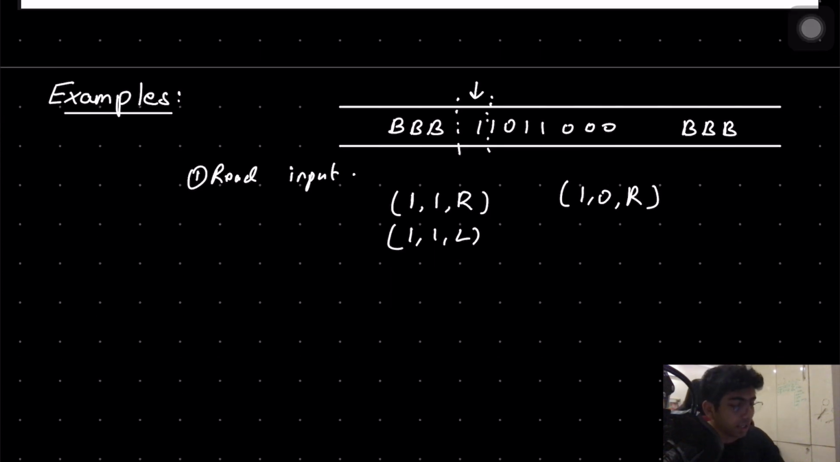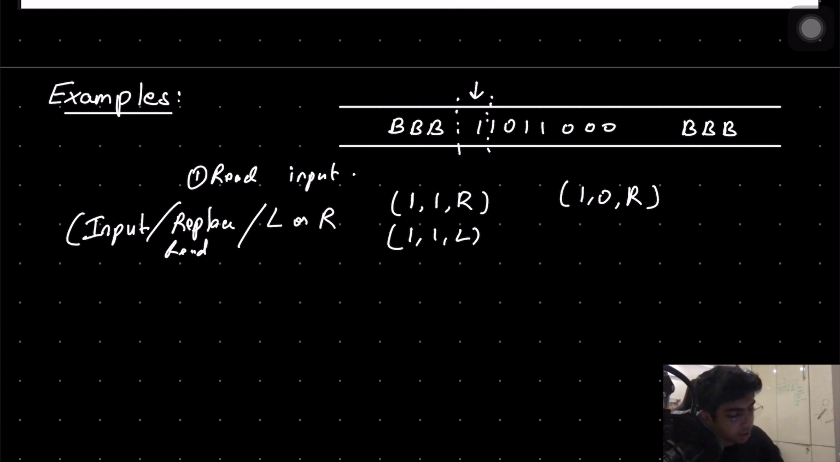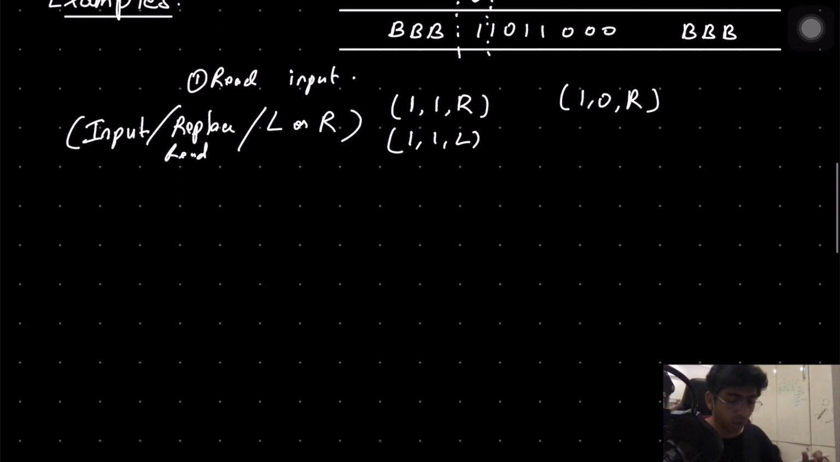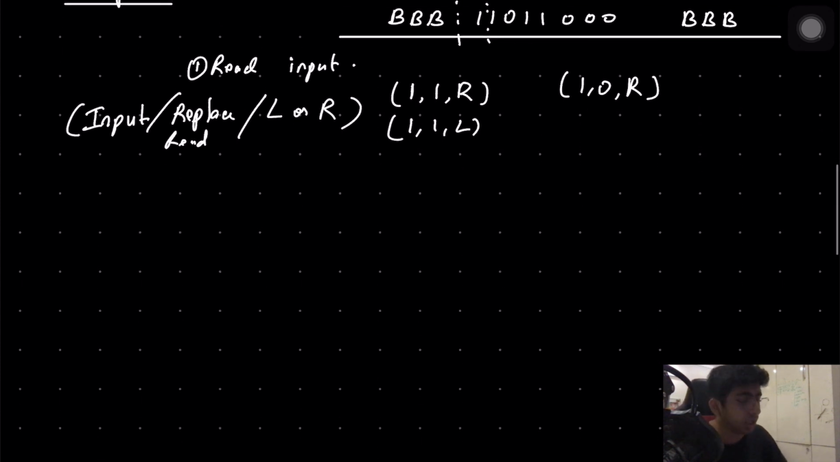The general nomenclature for a Turing machine, we can say, is the input, or 1 in this case, what we want to replace it with or write, and whether we want to go left or right. Okay, so this much is clear to you. Now we know what all we can do in a Turing machine. Now let's solve an example.